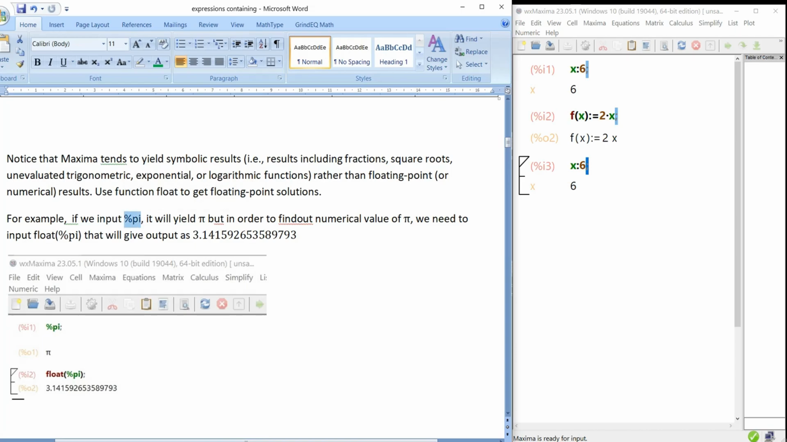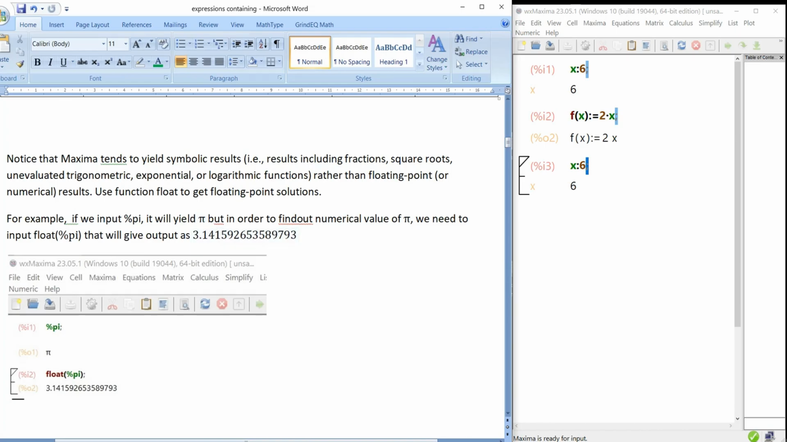Next, if we input percent pi, it will yield pi. Example, I am presenting an example to support this paragraph. The example is before you. This is the example. Percent pi, it will yield pi, symbol pi. In the output, pi will be there.